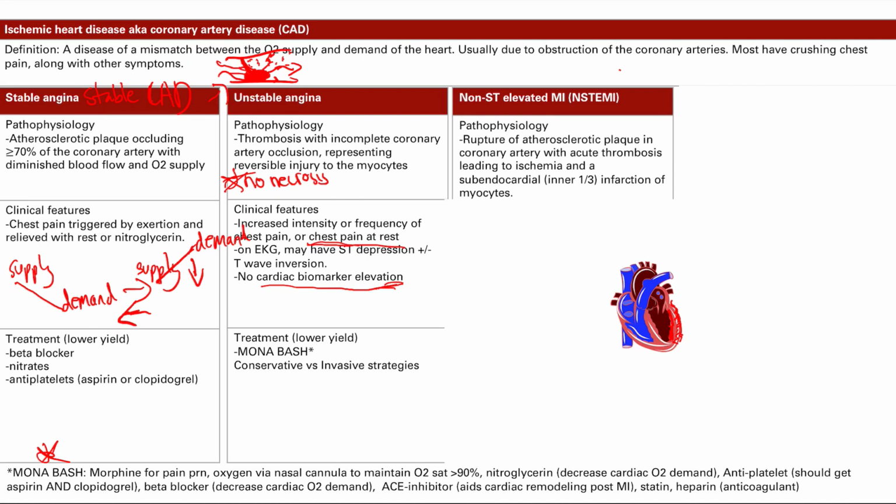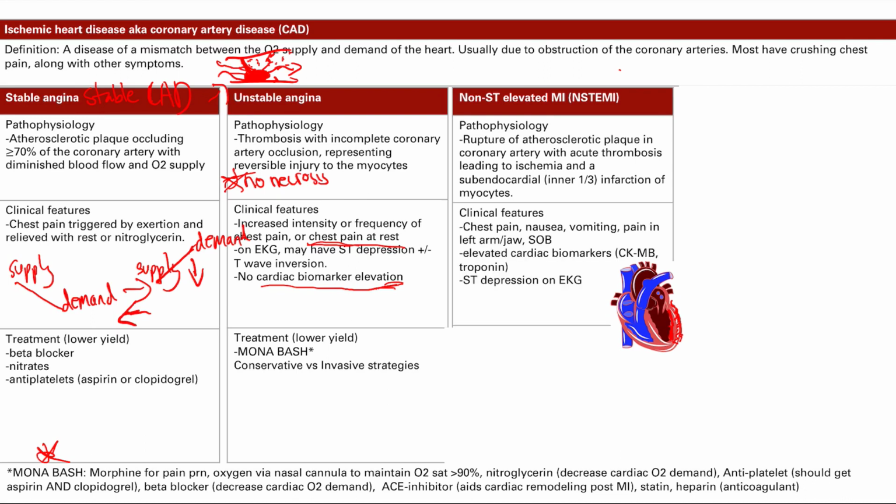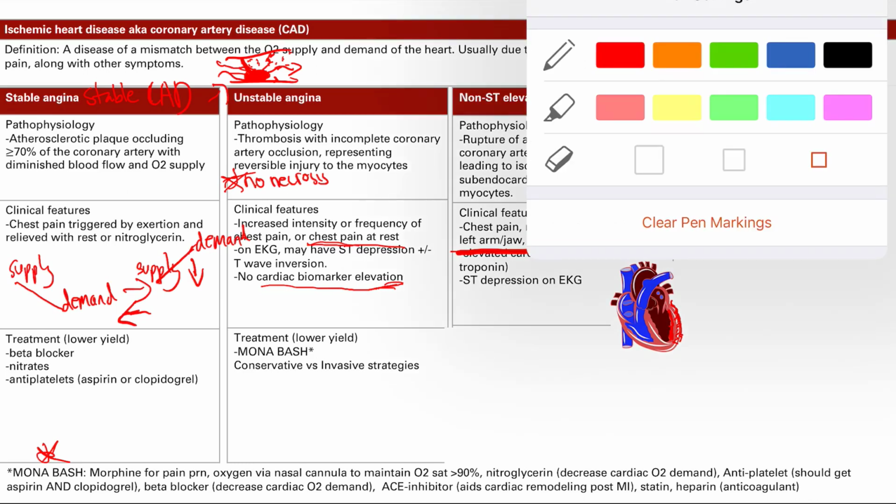And the symptoms here are going to be, again, chest pain, but you're going to see additional symptoms. You're going to see nausea, vomiting, pain in the left jaw, and shortness of breath. Commit that to memory because you're going to ask about that, because that's key. You do not want to miss someone with the MI.